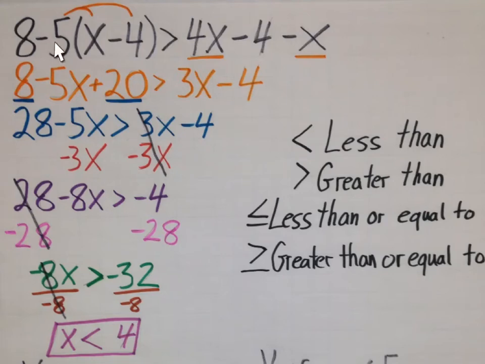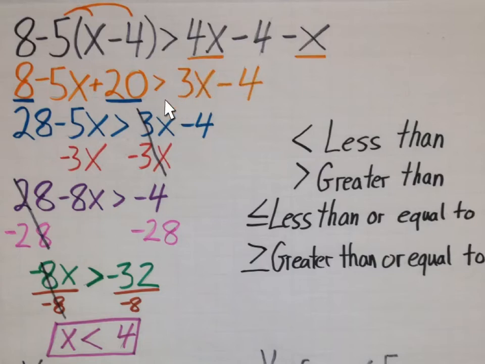When you solve this inequality, the first step you want to do, as you can see right here, is to distribute the negative 5 to both pieces right there. So negative 5 times x is negative 5x, and negative 5 times negative 4 is positive 20. And then over here on this side, I want to combine like terms. So when I combine 4x and negative x, I get 3x. So basically we're trying to simplify both sides.